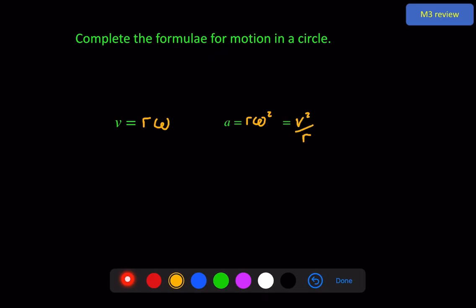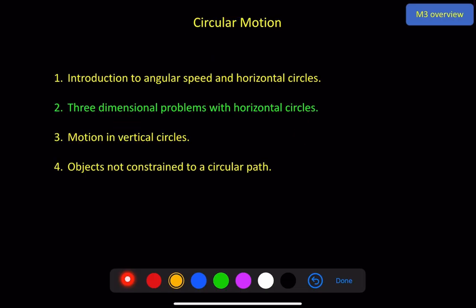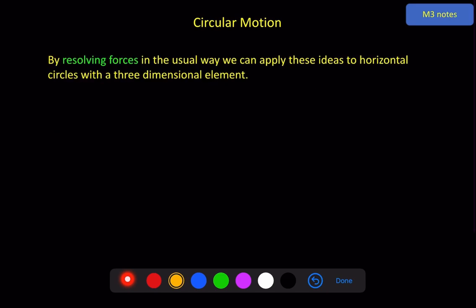In this video, we're going to be using these ideas to look at three-dimensional problems with horizontal circles. It's fairly straightforward with the notes, that's kind of it. We can use resolving forces to apply those formulas to circles with a three-dimensional element.